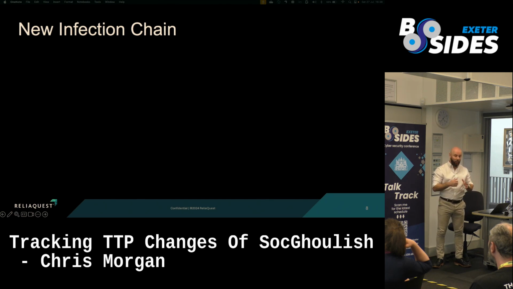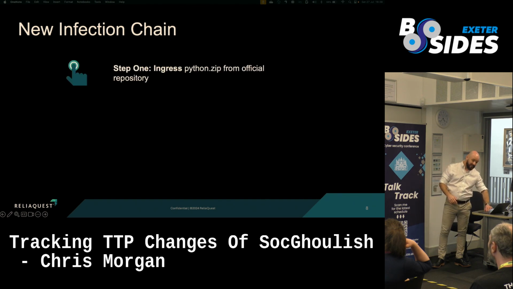So in terms of a new infection chain, in the first quarter of this year, so February, we observed several suspicious incidents that we attributed to SocGhoulish. And when reviewing the execution of the first stage payload, we saw this behavioral change, essentially using Python as a method for persistence. So once the initial file is dropped and installed on a victim's computer, much in the same way that we observed in the last kill chain, the execution is made via WScript.